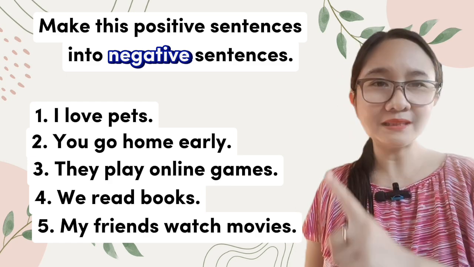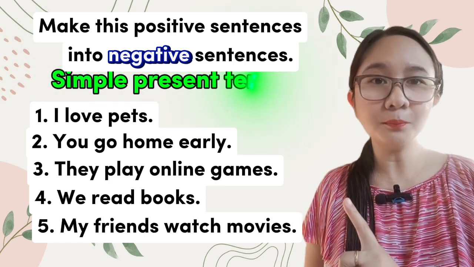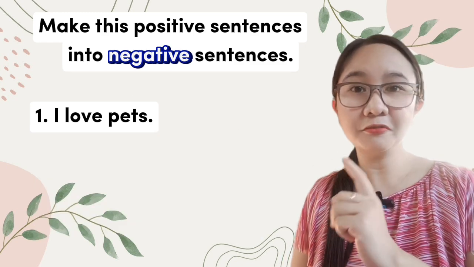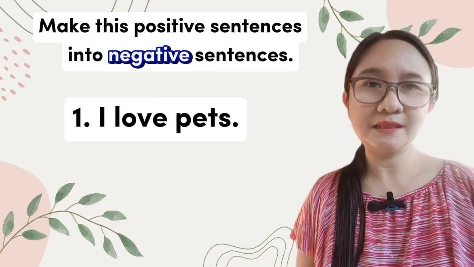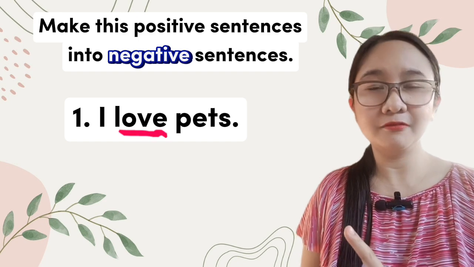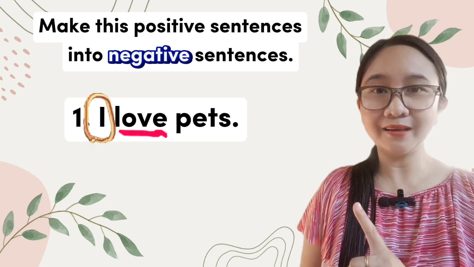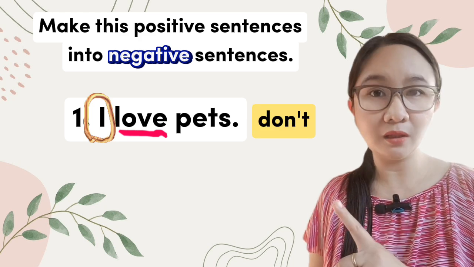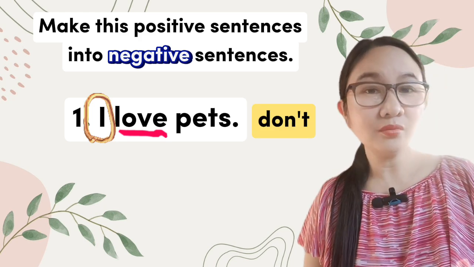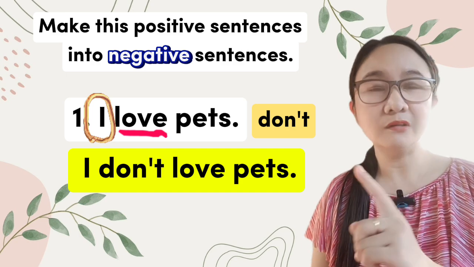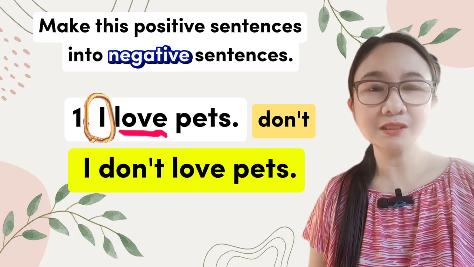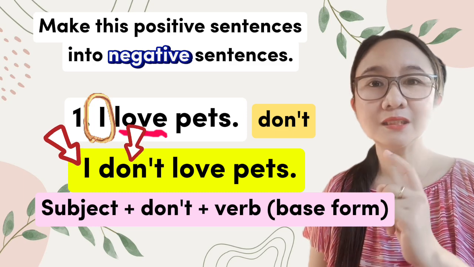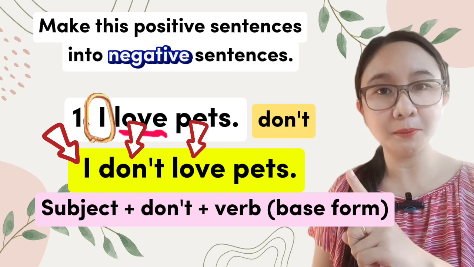Remember that all these sentences are in simple present tense. Let's start. Number 1. I love pets. In this sentence, our main verb is love and our subject is I. Since our subject is I, we should use do not or don't. So the answer is I don't love pets. It follows the structure I as the subject plus don't plus the base form of the verb.